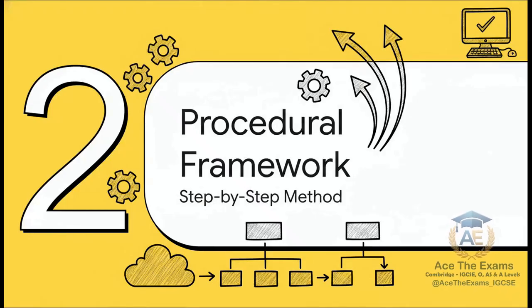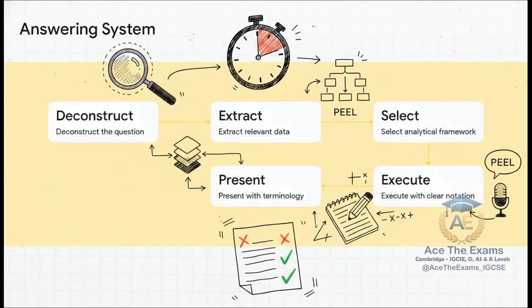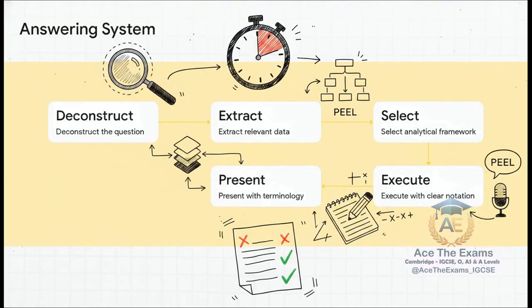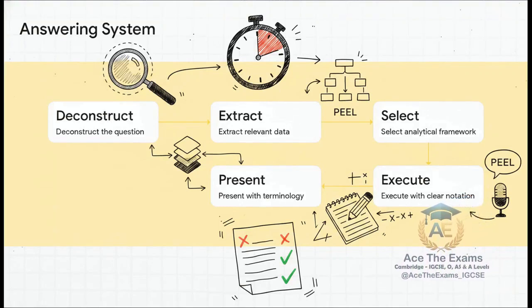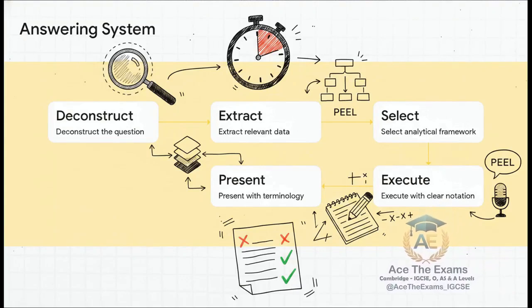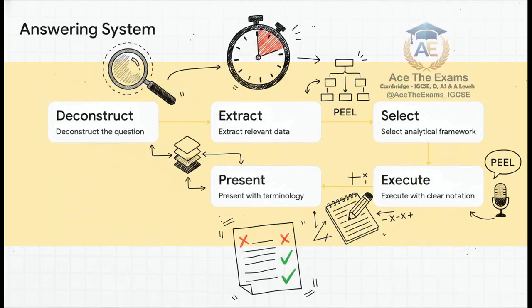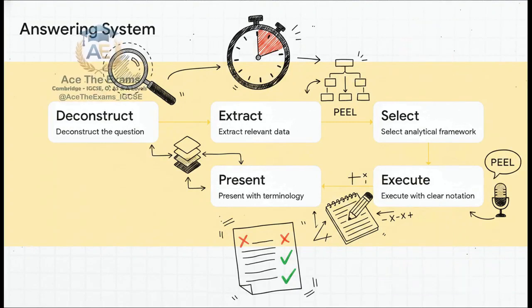All right, let's transition into Section 2, Procedural Framework. This is where we take the theory and turn it into a relentless step-by-step method. The absolute most crucial takeaway here is executing this exact 5-step procedural framework to guarantee you capture every single method mark available. Let's bring Alex and Sam back into the room. If they use this blueprint, their answers would transform overnight.